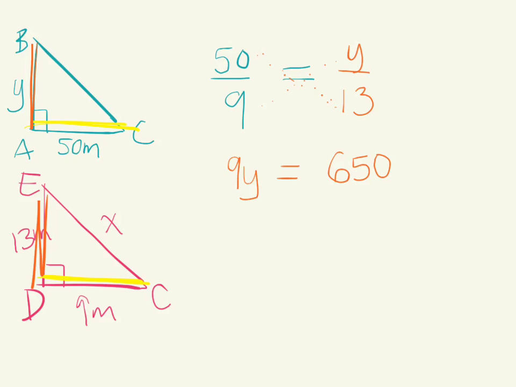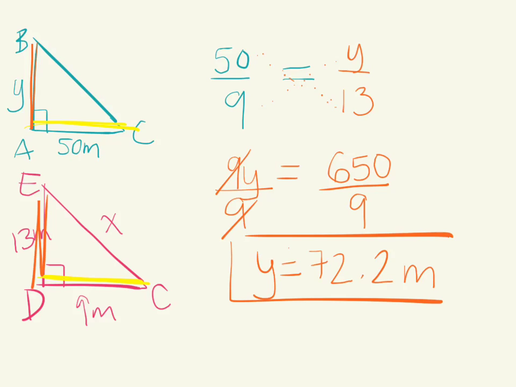We want to isolate our y variable, so we're going to just divide both sides by 9. And we get y is equal to approximately 72.2 meters. Okay, we solved for AB, and we found that the width of the river was about 72 meters.